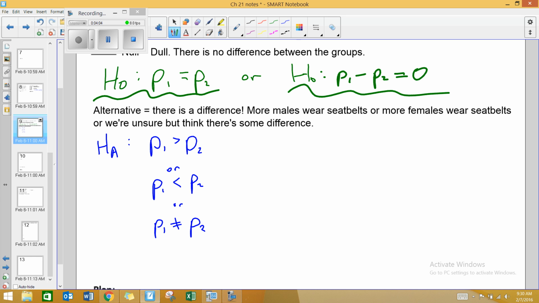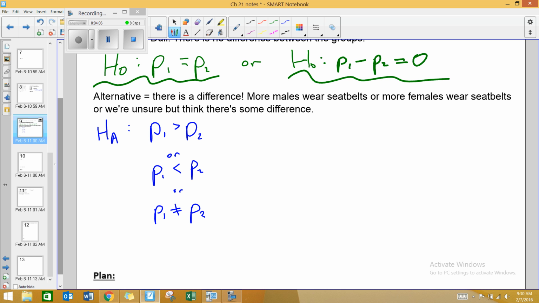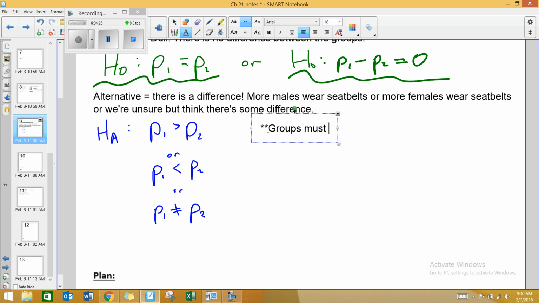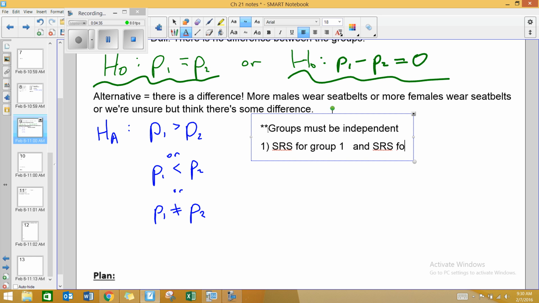Okay, the conditions we have to check in our state step are identical to the ones we checked for a one proportion z interval. I'm going to write these down real quick, but we'll see them in an example on the next page. So this new one, groups must be independent. So simple random sample for group 1 and simple random sample for group 2.